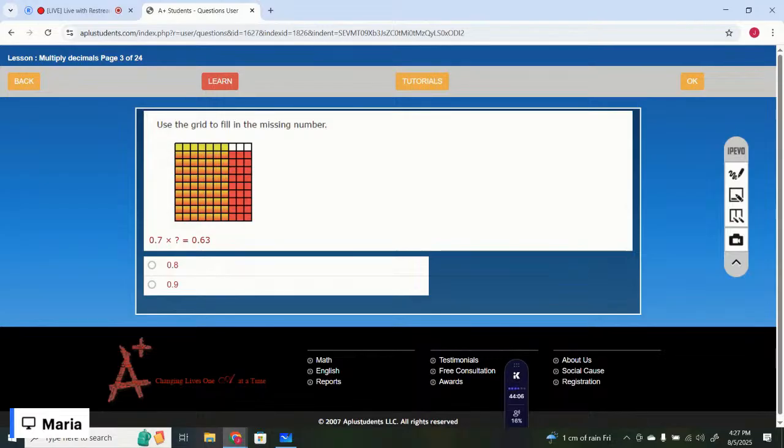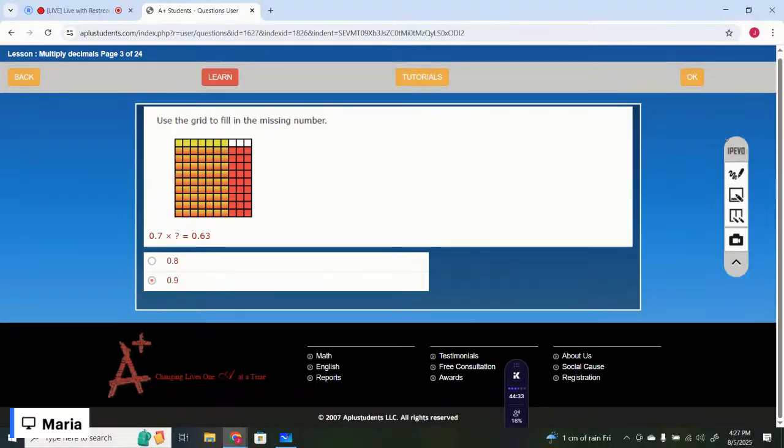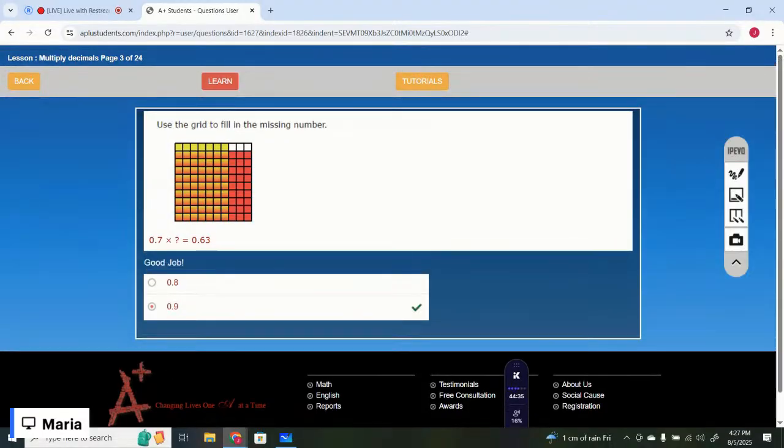Use the grid to fill in the missing number. 0.7 times what number makes 0.63? 0.7 times 0.9 makes 0.63. Option number 2 is the correct option.